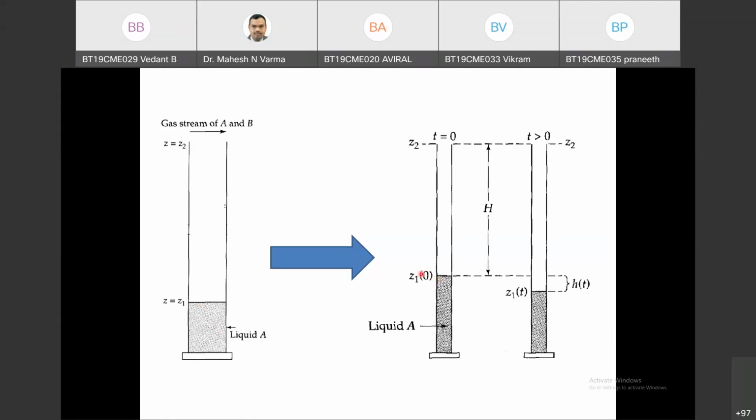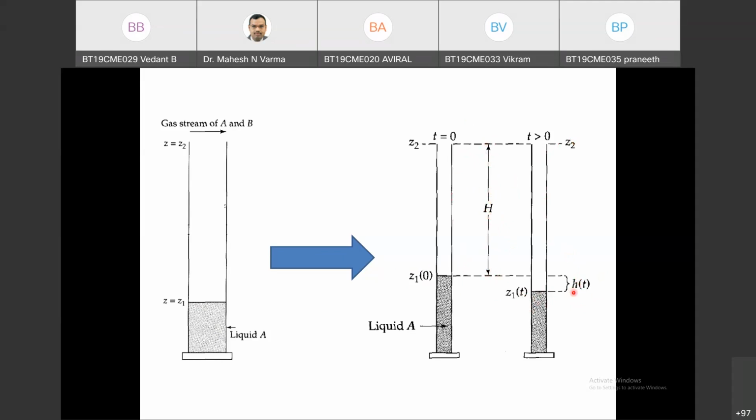So this was the initial case, Z1 0. Say this is Z1 0 at time t equals 0, and this is Z1 t at time t. So this much liquid has evaporated in a small time t, where t is greater than 0. This is the initial length of the diffusion, and this length of the diffusion is increasing. This length of the diffusion after time t will be capital H plus H t.